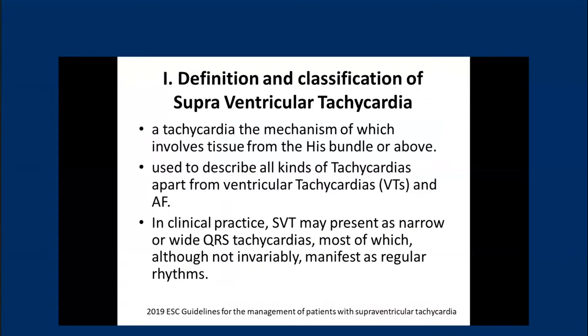So SVTs are usually defined as tachycardias, the mechanism of which involves, or the vital part of tachycardia involves, a tissue from the His bundle or above. That means the AV node, the atrial tissue, and the SA node as well, including the His bundle. Traditionally, it describes all the tachycardias except the ventricular tachycardia and atrial fibrillation, which are significantly different presentations and different management options. And many of the SVTs present as narrow complex tachycardias. Occasionally, they can be of wider QRS duration, and almost always they are tachycardias of a regular rhythm.